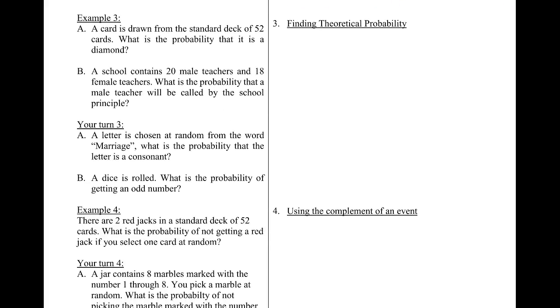So now we're going to find theoretical probability. Again, the probability that something should happen, not that it always will happen. A card is drawn from a standard deck of 52 cards. What is the probability that it is a diamond?